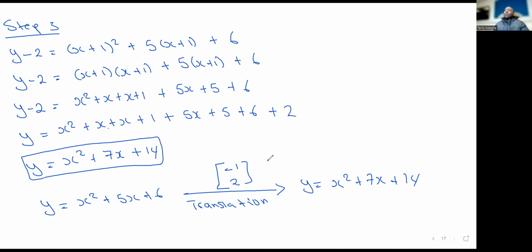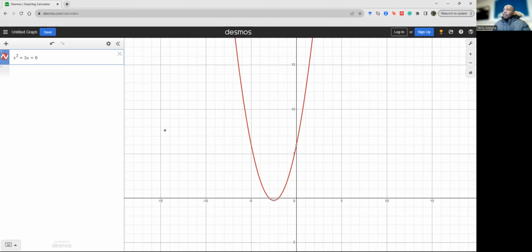Okay, so we've done this earlier, so let's do this. The initial graph we had was x squared plus 5x plus 6. So when you sketch the graph, this is the graph you will get, okay? But it has undergone a translation, and the new one we had was x squared plus 7x plus 14.